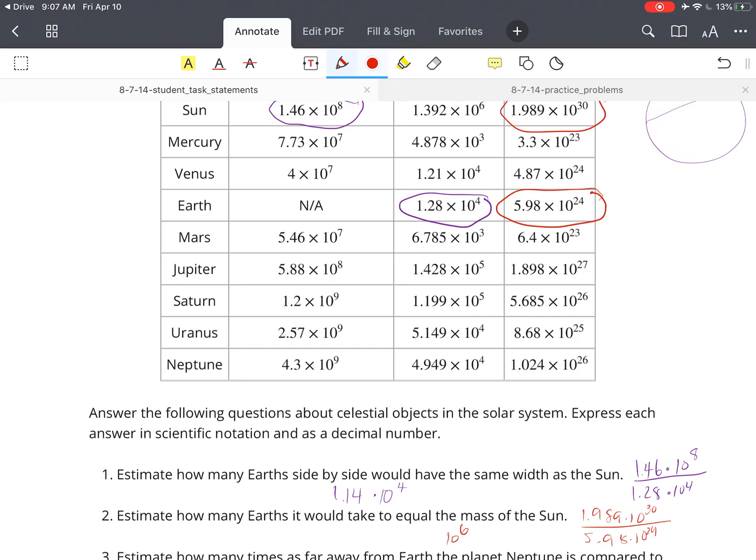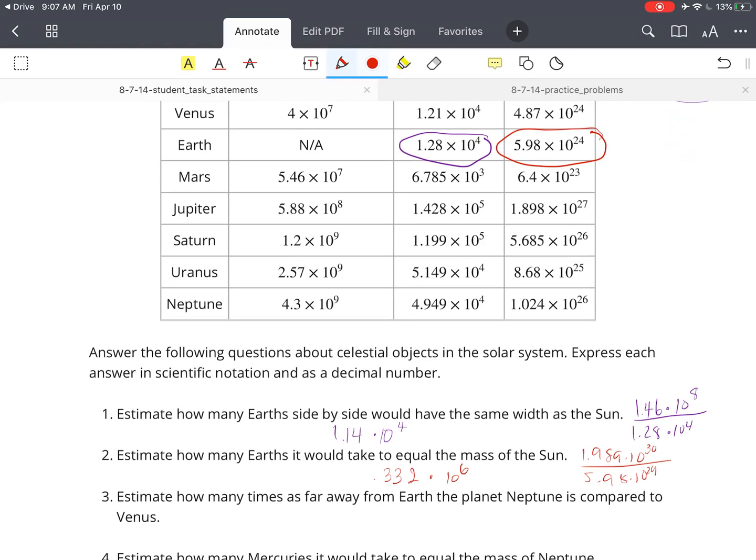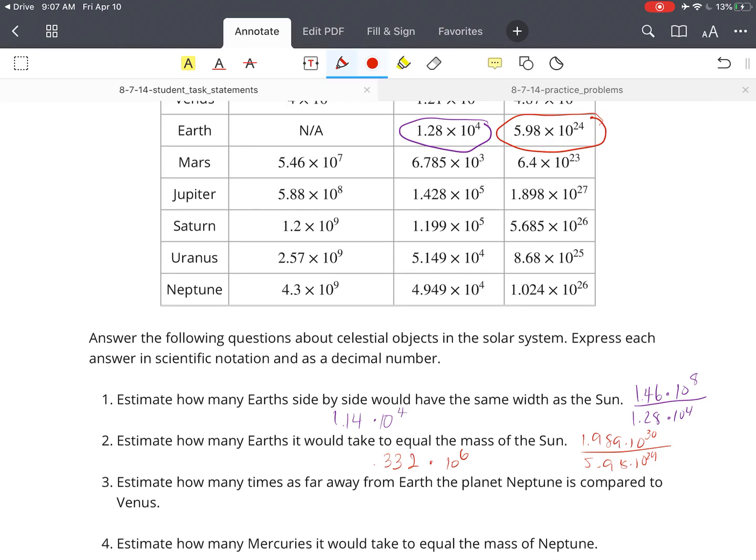And then 1.989 divided by, I never knew I could rage at a calculator. Maybe that's why I don't like them. Gives me 0.332 times 10 to the 6th. Now, this is not in scientific notation, right? We would want to write this as 3.32 times 10 to the something. And since we're moving the decimal over once to the right, we're going to subtract 1 from the exponent. So that's going to be to the 5th. So that's how many Earths you would need. So it would weigh the same as the sun.